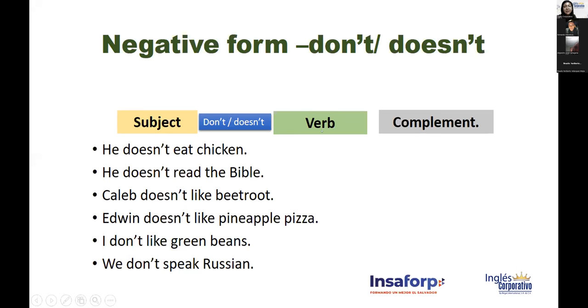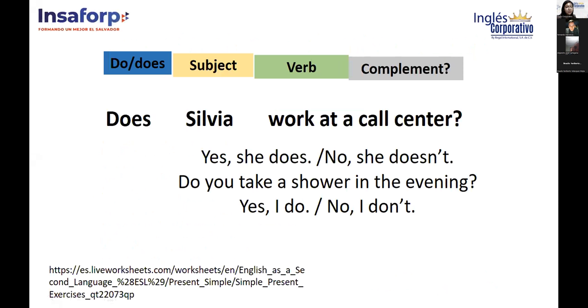Okay, so that is the negative form. Now the question form, yes, no questions in the simple present. We have the auxiliary do or the auxiliary does for the third person, subject, verb, and complement. We have the examples here.